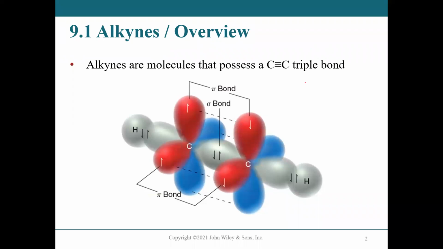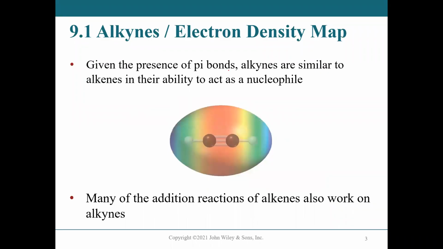Keep in mind that a triple bond has more s character, 50% s. So please keep that in mind when it comes to acidity and stability. Given the presence of pi bonds, alkynes are similar to alkenes, the double bond, in their ability to act as a nucleophile. And remember, we saw this going on with bromine. So they can act in a similar way. Many of the addition reactions of alkenes also work on alkynes.